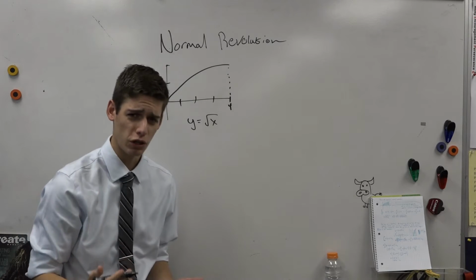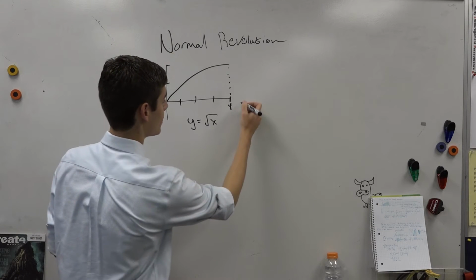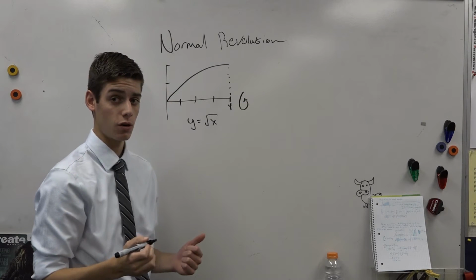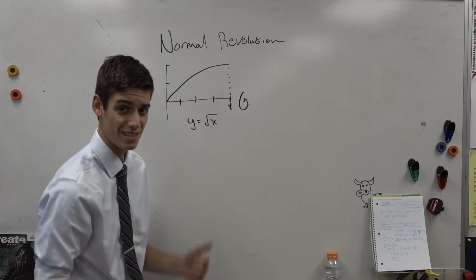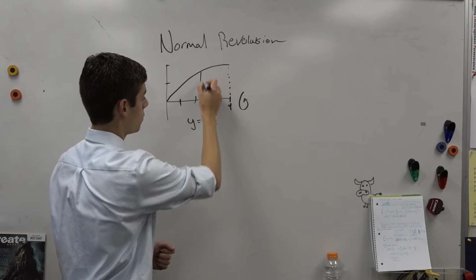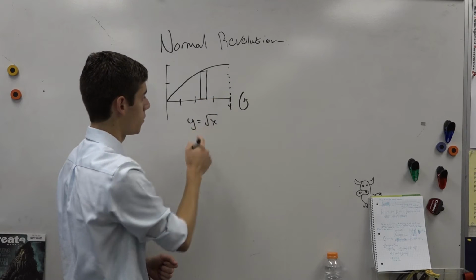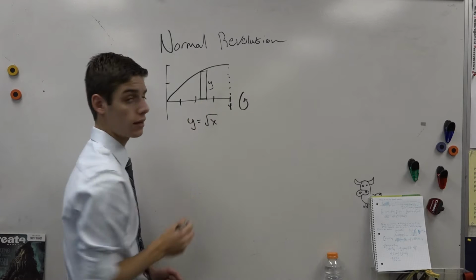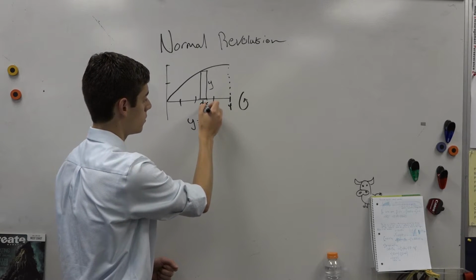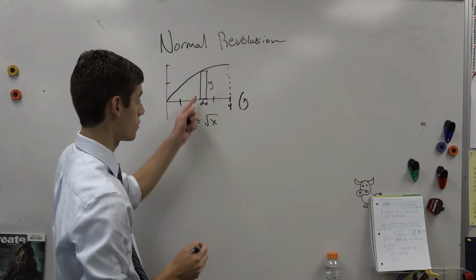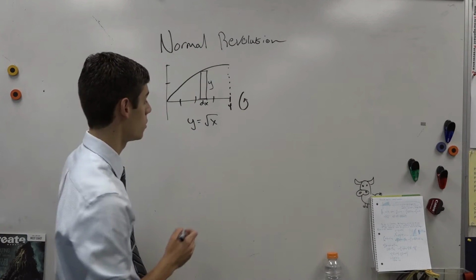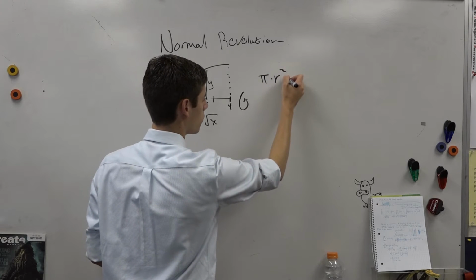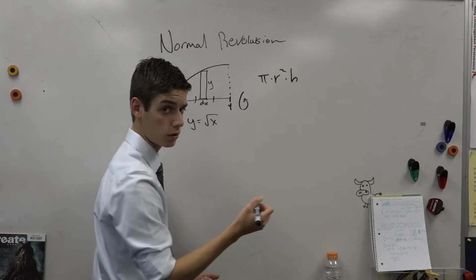Now, to find the volume of this revolution, we're going to rotate the equation around the x-axis. In order to do this, we're going to cut it up into cylinders. We're going to find what the radius will be, which will be y, and what the height will be, which will be dx, the change in x. Since this will be rotating, it will become a cylinder, so we're going to use the cylinder equation, pi times r squared times height equals the volume.